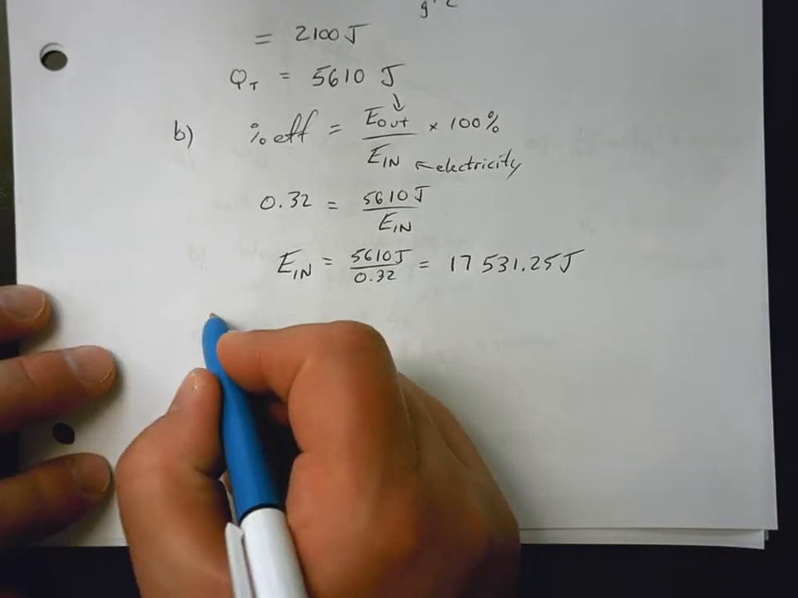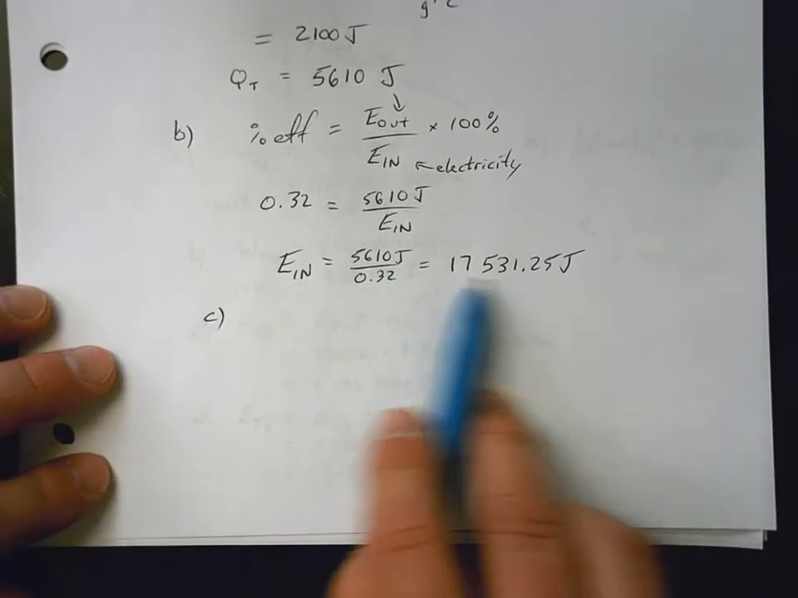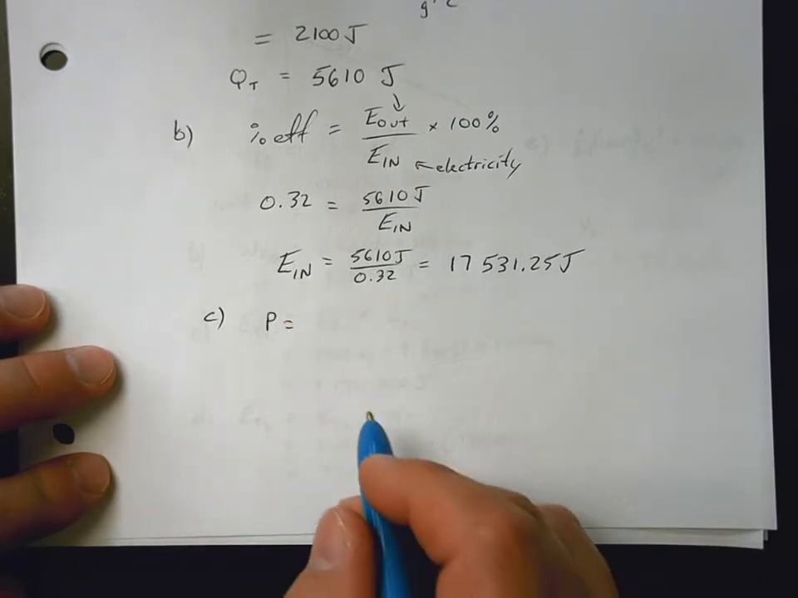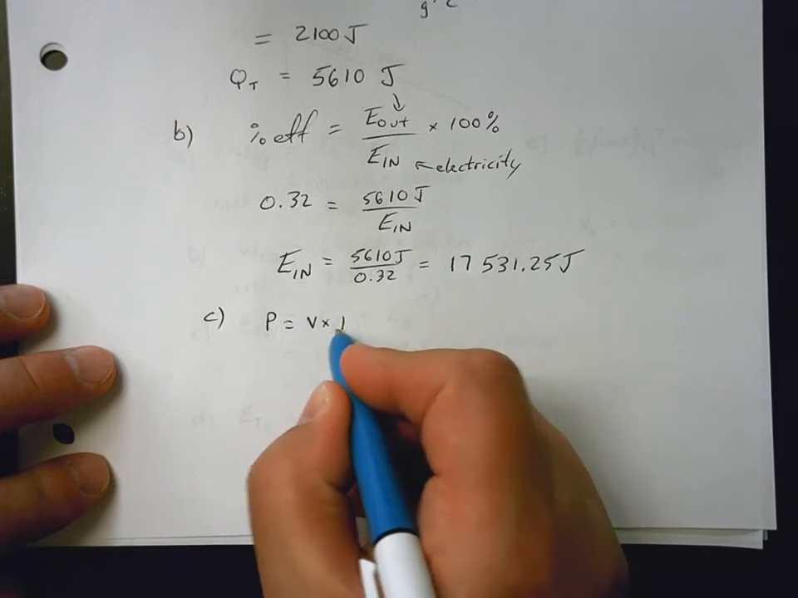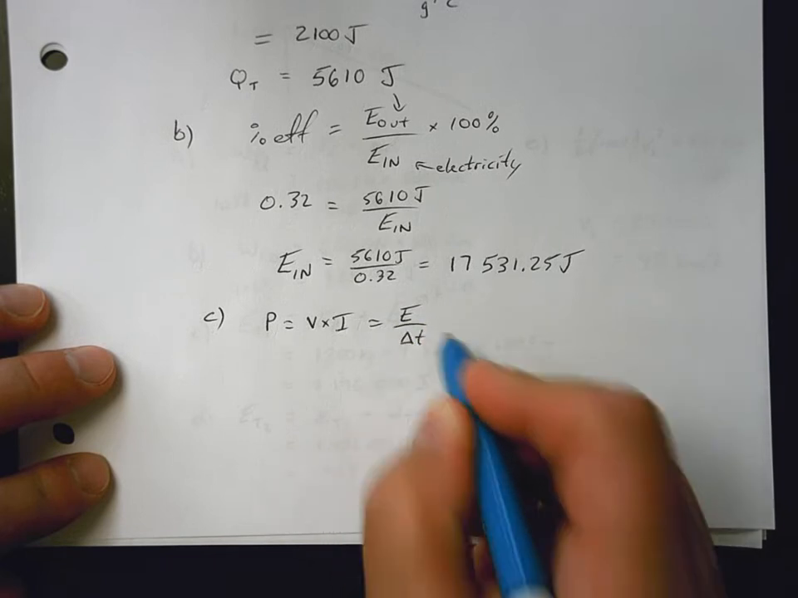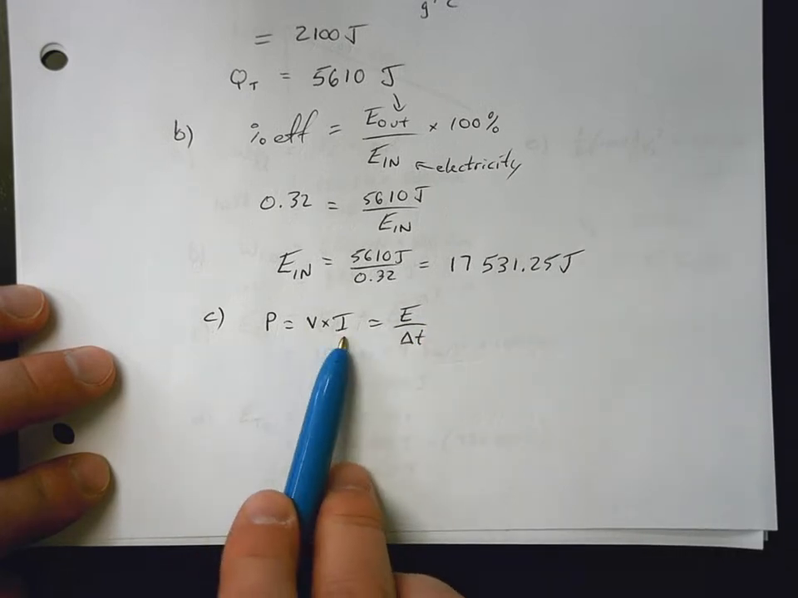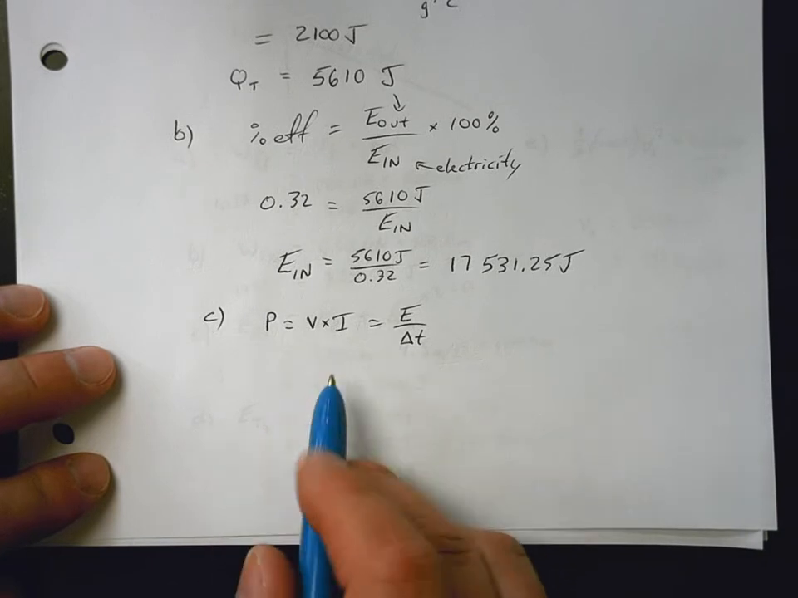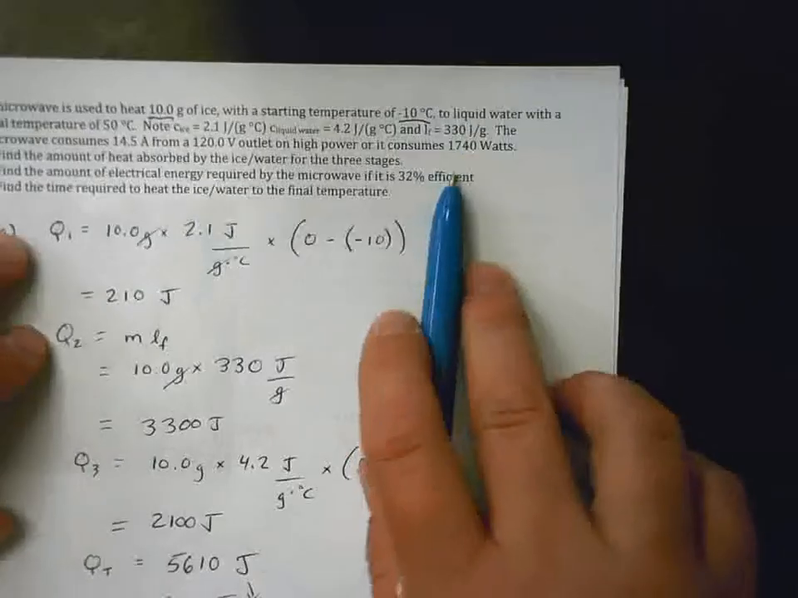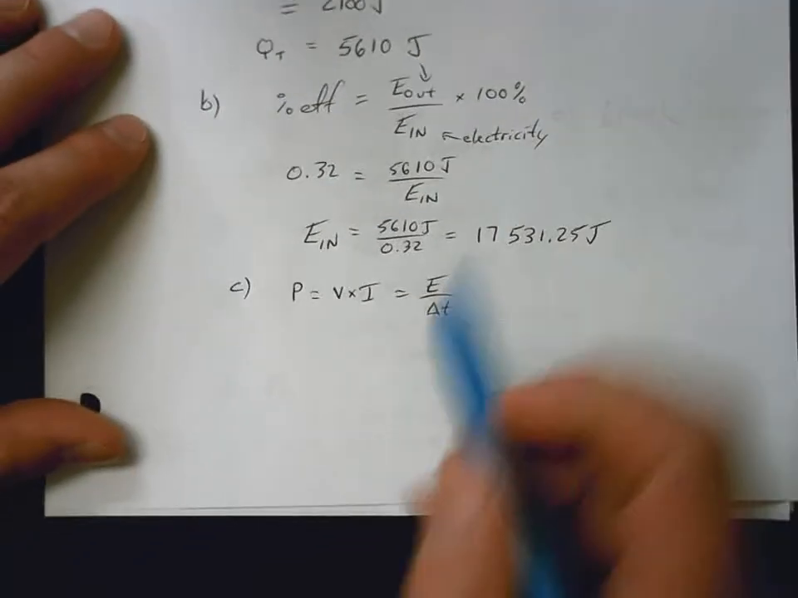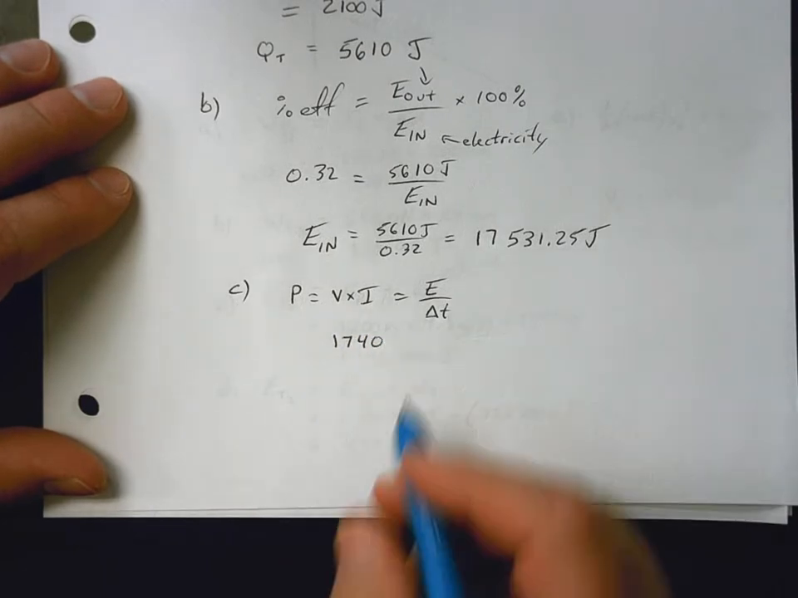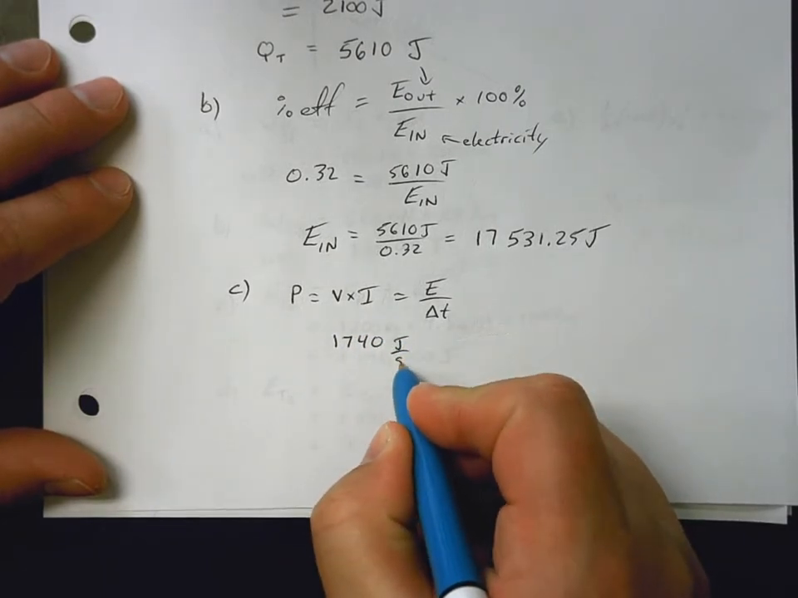And finally, for part C, well, that's the energy that we needed. So all we have to do is use our power equation, because power, of course, is equal to V times I, but power is also equal to E divided by delta T. So if we do the V times I, I didn't even make you do V times I, I gave you the number, I'm so nice to you. Look at that. Okay, anyway, this number is 1,740 joules per second.